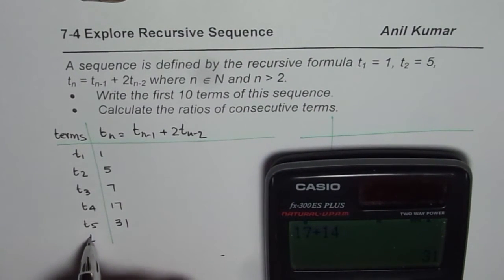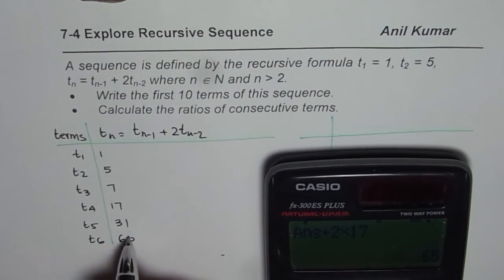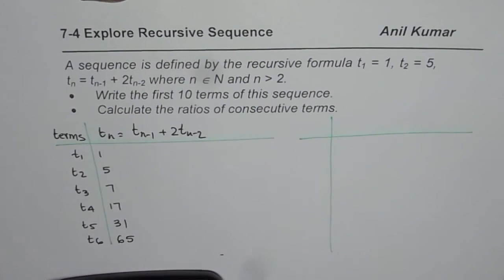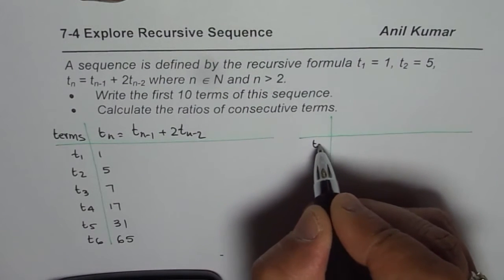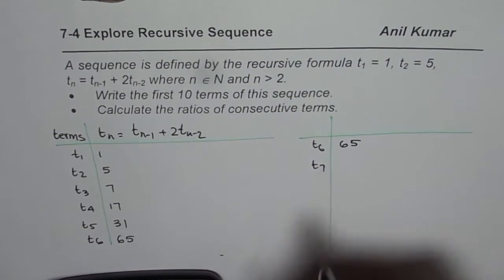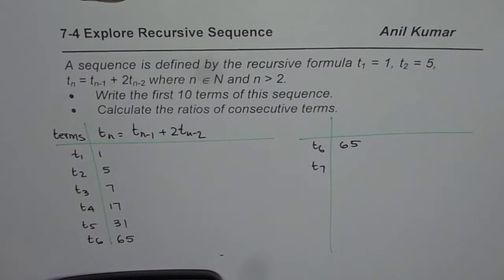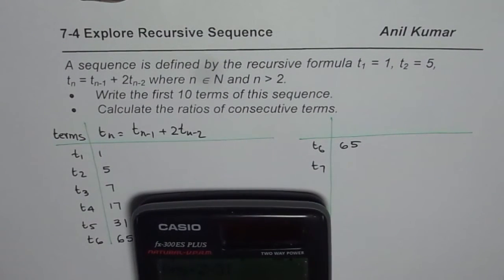And let's say t6, it will be equal to 31 plus 2 times 17, right? That becomes simpler, 65. So we got t6 with us. So now what is t7? Let me write t6 first since we need it to find the ratios. So t7 will be t6 which we have, which is 65, plus 2 times 31. 2 times 31 equals 127.